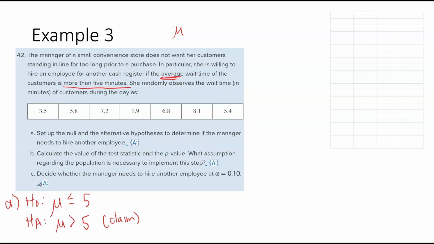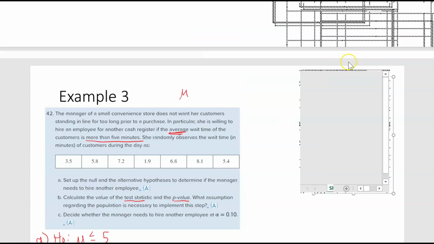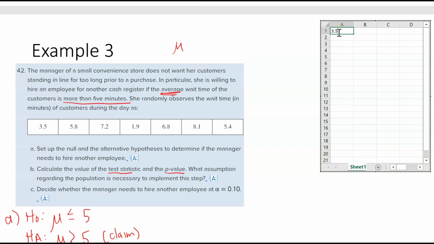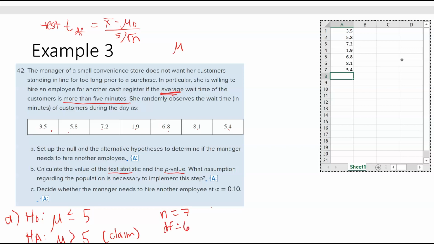So now let's use Excel to calculate the test statistic and the p-value. So we have nothing but this raw data, but we can type all this data in. So we've got 3.5, 5.8, 7.2, 1.9, 6.8, 8.1, and 5.4. So if we want the test statistic, remember our test t, the degrees of freedom, and then we've got this formula. So we know n, actually. There are 1, 2, 3, 4, 5, 6, 7. So we know our degrees of freedom is 6.